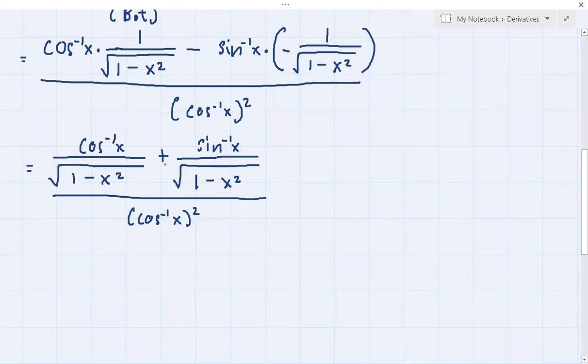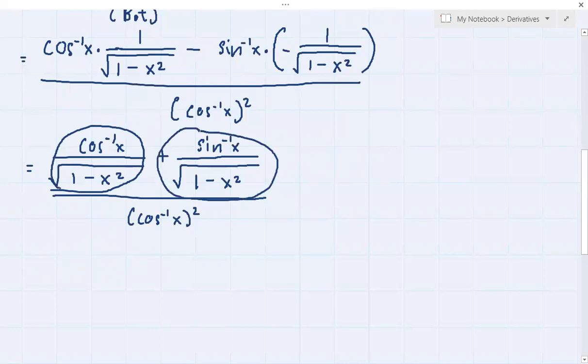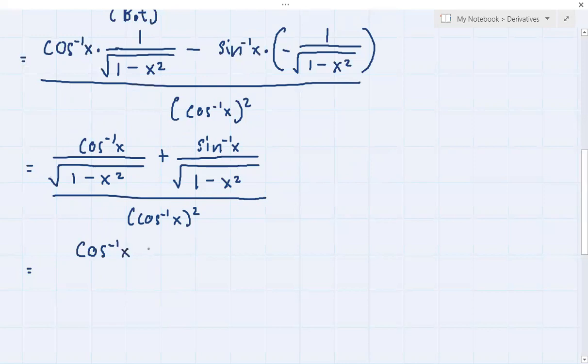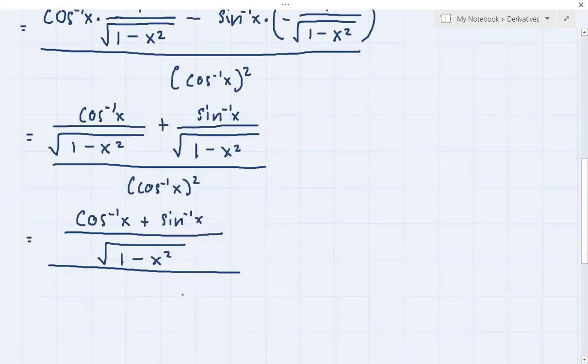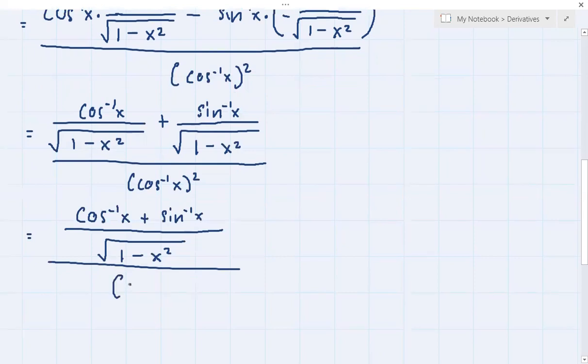So sa numerator, we can still simplify this one because if you're going to take a look, both of the terms in the numerator are similar fractions. Or ibig sabihin nun, itong terms na to at saka ito, may parehas silang denominator. So we can add them together. Okay? So by doing so, if you're going to add them together easily, magiging arc cosine plus arc sine all over the square root of 1 minus x squared all over the square of arc cosine.